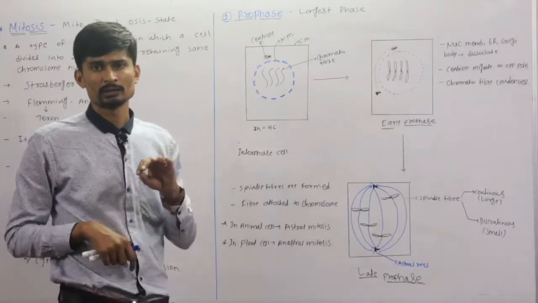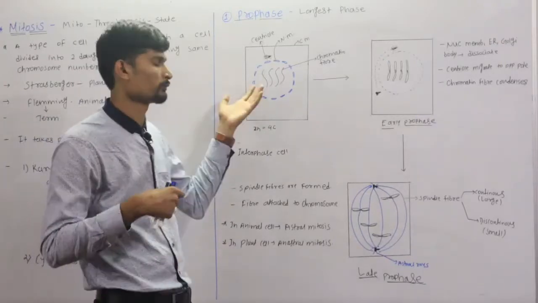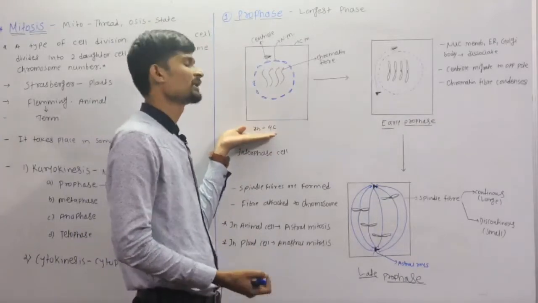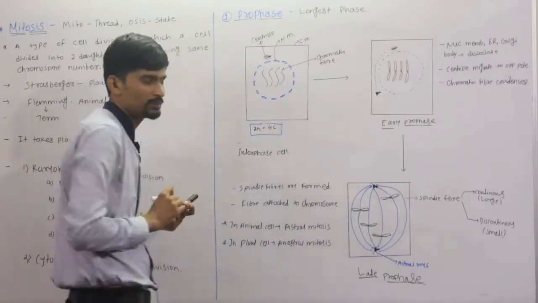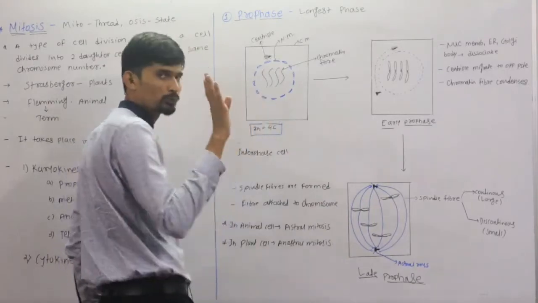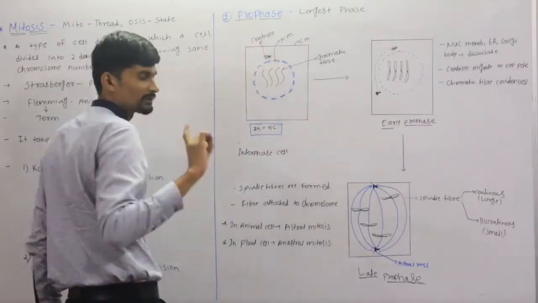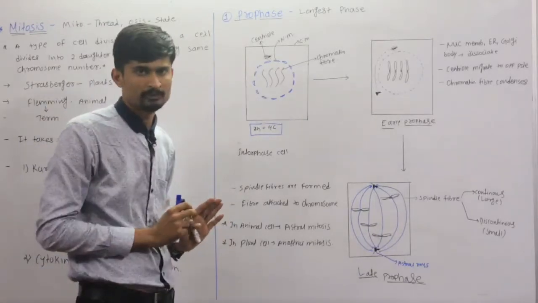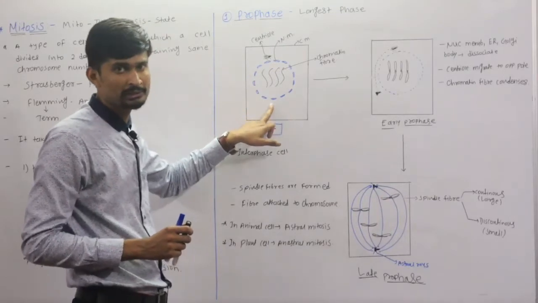The human diploid cell has 46 chromosomes, but for our convenience we cannot draw 46 chromosomes, because it will become very complicated. So we are considering the diploid condition as 2n equal to 4, meaning the diploid condition has 4 chromosomes for this cell. Now there is a centriole. This is very important for cell division, so that's why I am showing the centriole. So this is the interphase cell, this is the nuclear membrane, a bilayer structure with outer and inner membrane, and this is the cell membrane.